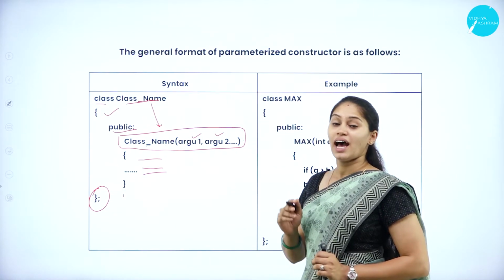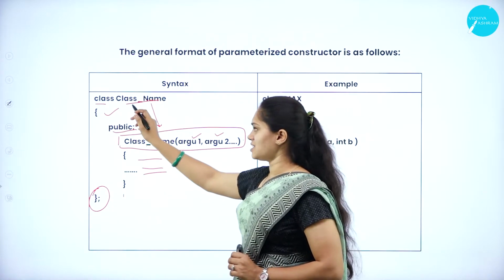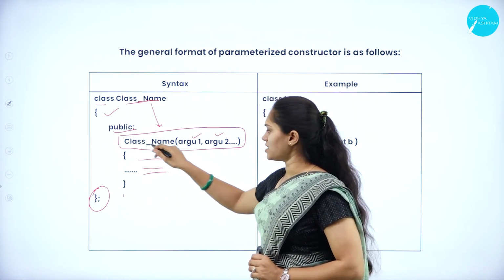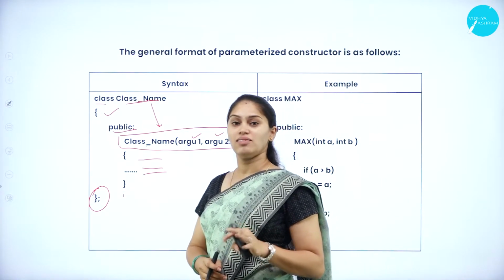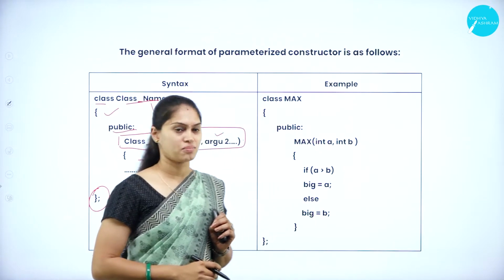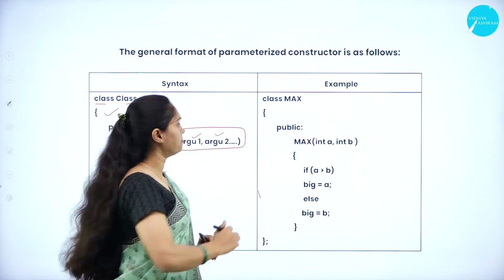What am I doing there? I am going to end the scope of this class. So under the public section, I am going to take the parameterized constructor. It will have arguments within it. Getting? We'll see the example.